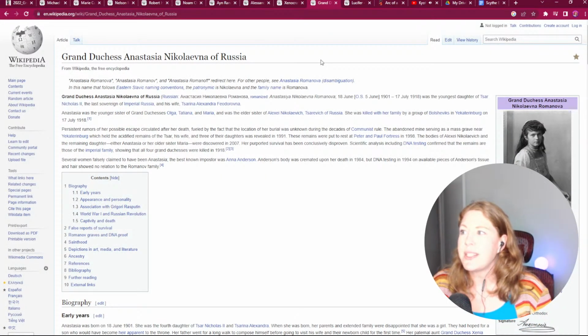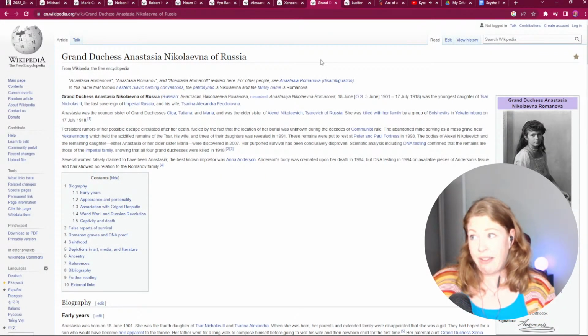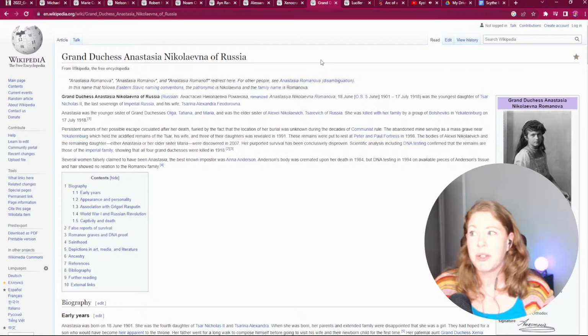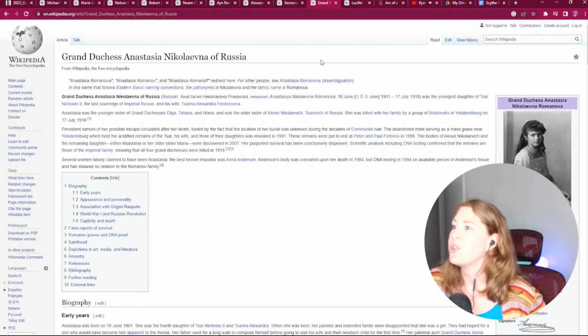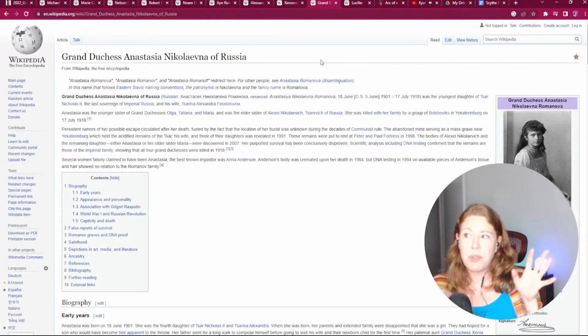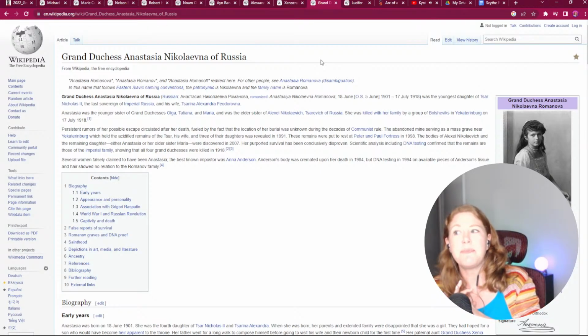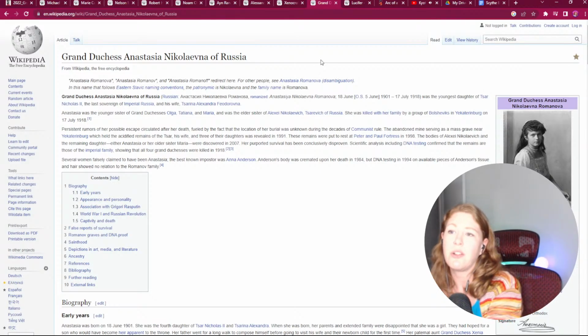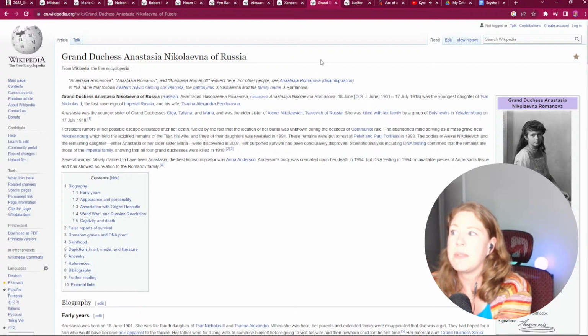Okay. Grand Duchess Anastasia Nikolaevna of Russia was the youngest daughter of Tsar Nicholas II and the last sovereign of Imperial Russia, and his wife, Tsarina Alexandra Fyodorovna. Anyway, so she had a couple of sisters. She was the younger sister of the Grand Duchess Olga, Tatiana, and Maria, but she was older than her brother Alexei, and she was killed with her family by a group of Bolsheviks in 1918.